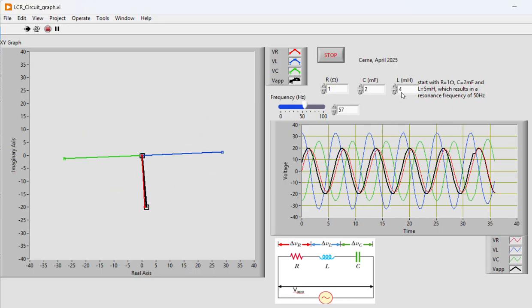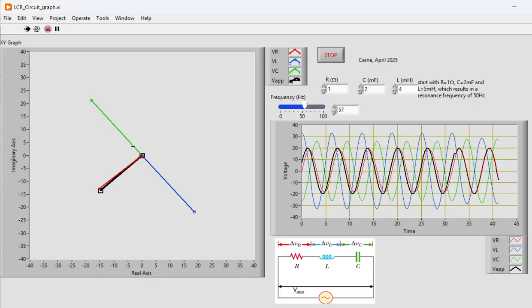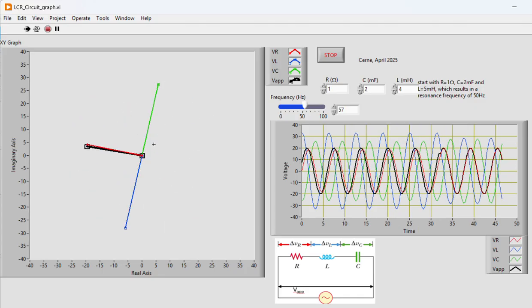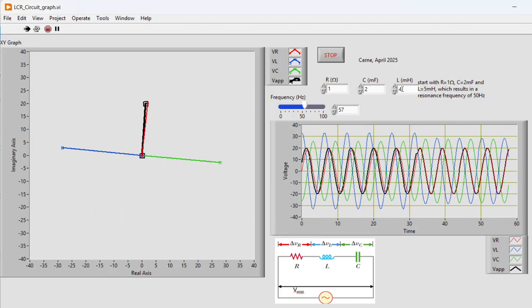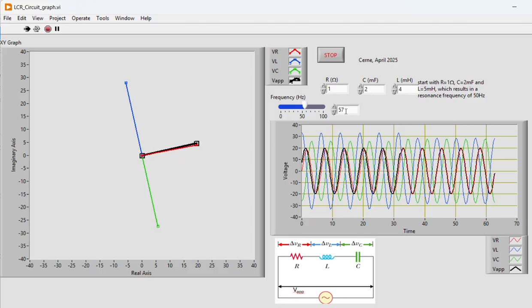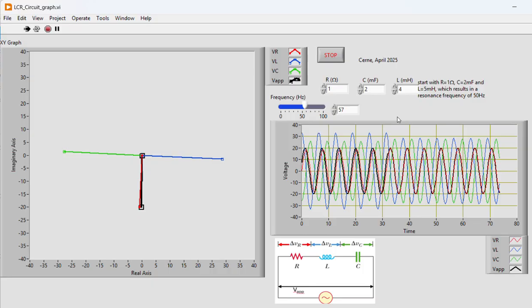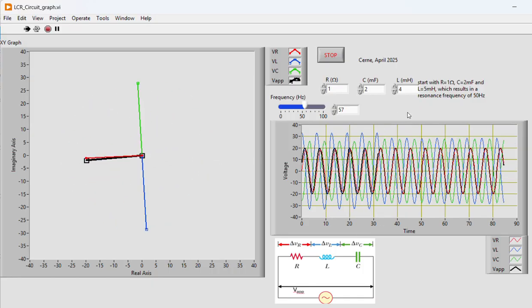Do you see when I go from 5 to 4? Now all of a sudden the red, the blue, and the green cancel each other out. We're back in resonance. So by changing the inductor value to 4, we now move the resonant frequency up to about 57. And remember, the resonant frequency goes as 1 over the square root of L times C. So if I make L smaller or C smaller, I'll increase the frequency.